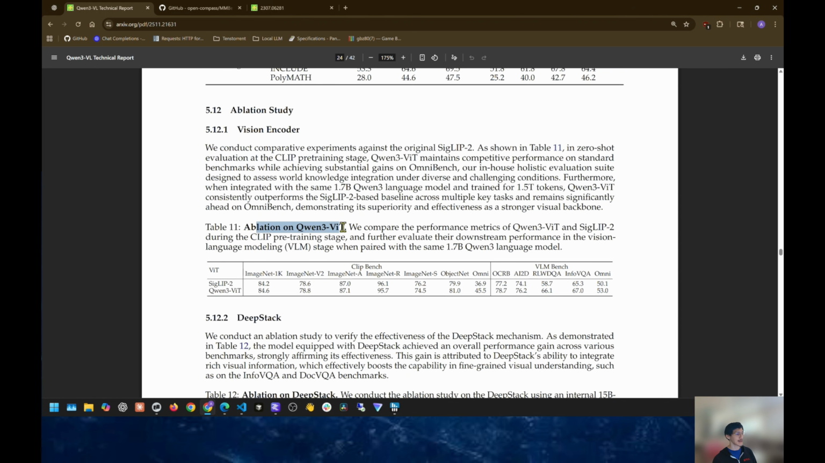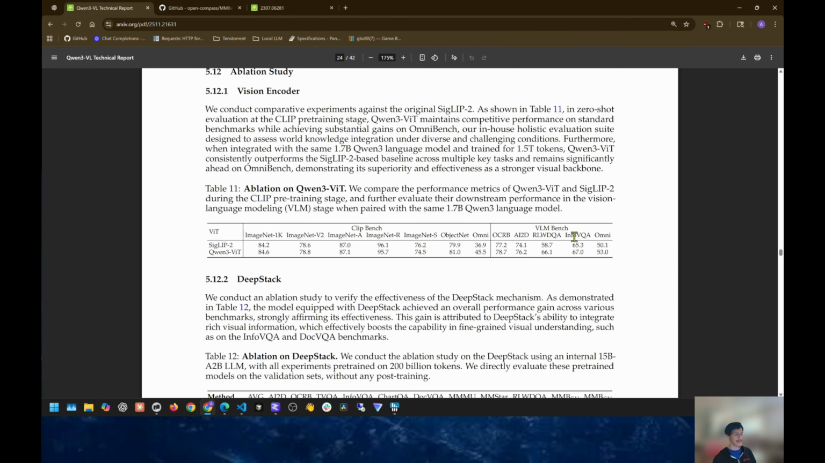Ablation on Qwen3 Vision Transformer: we compare the performance metrics of Qwen3 ViT and SigLIP 2 during the CLIP pre-training stage, so just the performance of training the vision encoder, and further evaluate their downstream performance in the vision-language modeling stage when paired with the same 1.7B Qwen3 language model. So they created a Qwen3 2B VL, whatever, with this. So yeah, I would say not exactly a huge difference.